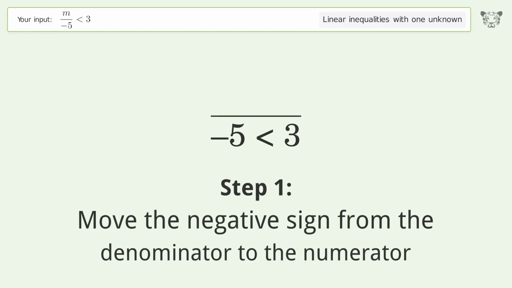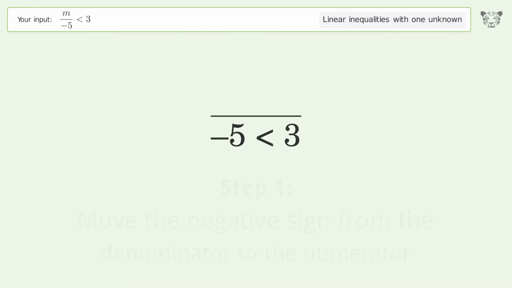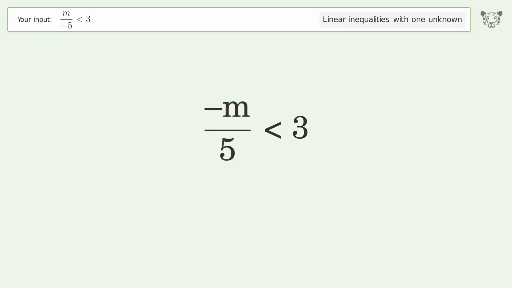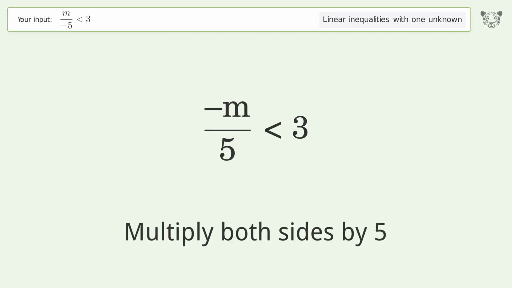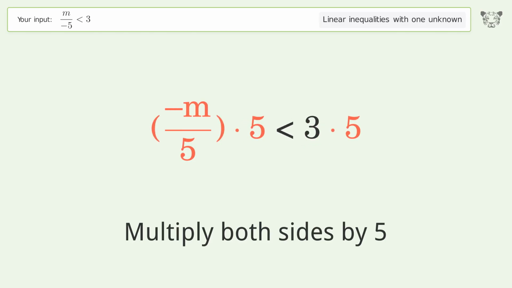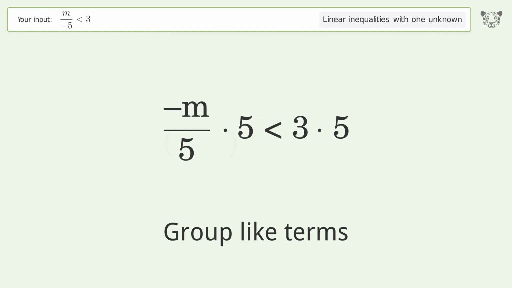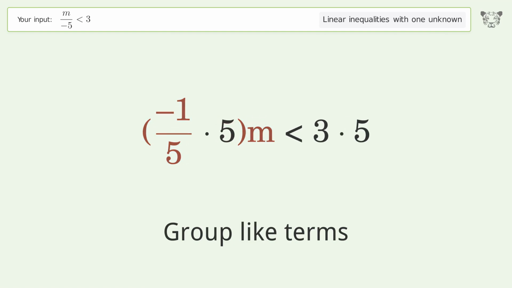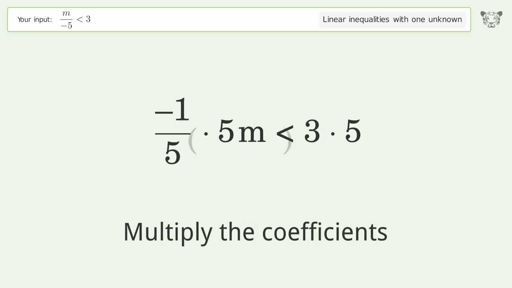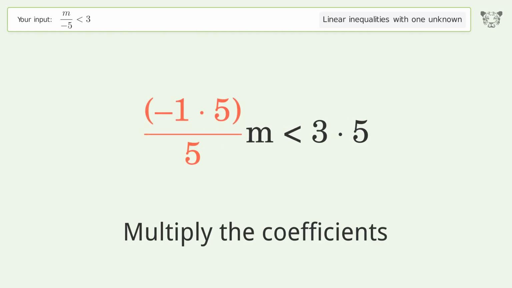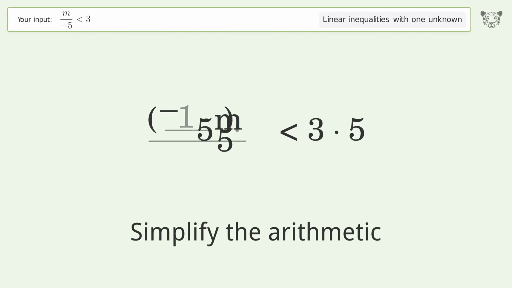Move the negative sign from the denominator to the numerator. Isolate the m. Multiply both sides by 5. Group like terms. Multiply the coefficients. Simplify the arithmetic.